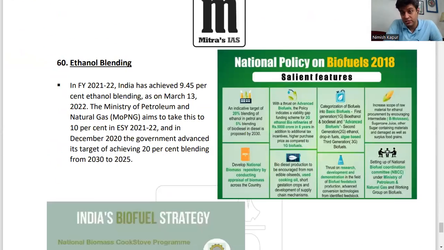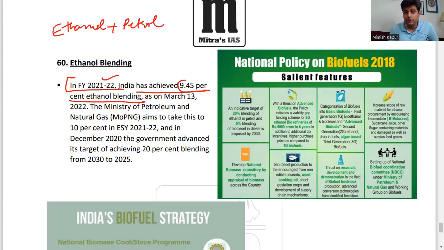Last topic for this session, we'll be talking about what is ethanol blending. In fiscal year 2021, India achieved 9.45% ethanol blending. So it is a blending of ethanol in petrol. With the current global crude prices being exorbitantly high, ethanol blending has become one of the important strategies of the Government of India. Ethanol is extracted from multiple sources through starch and other sources listed in the national policy on biofuels, which talks about blending ethanol in petrol up to 10% by the end of this year and 20% by the end of 2025-26. This will also help in controlling the current account deficit, or CAD, because India imports most of its crude.